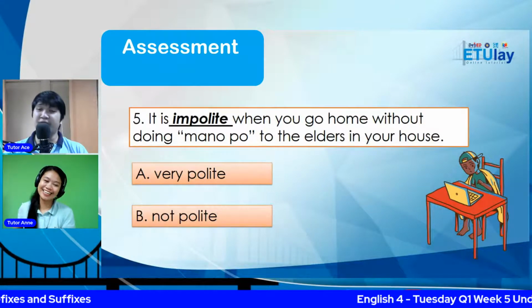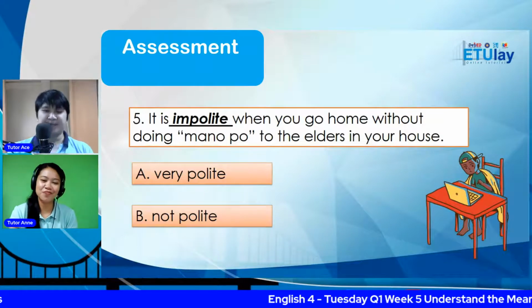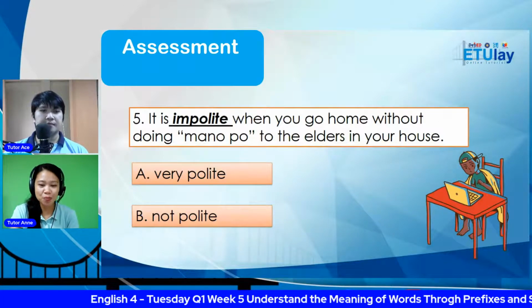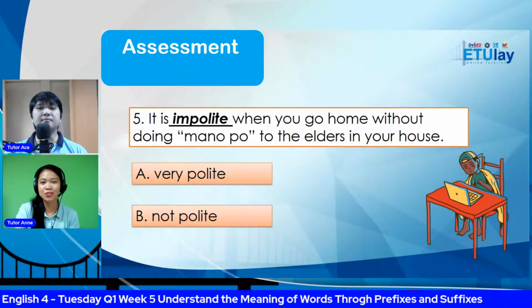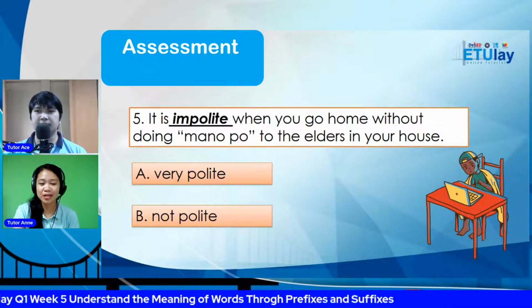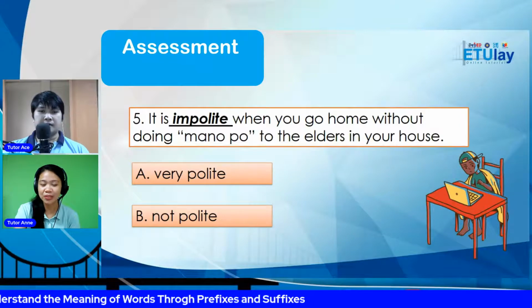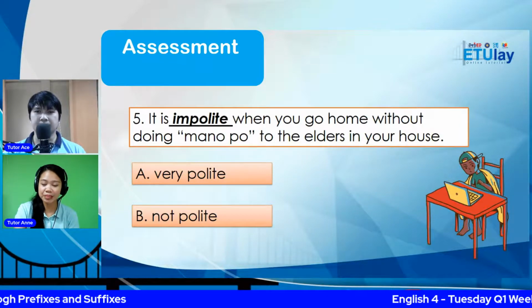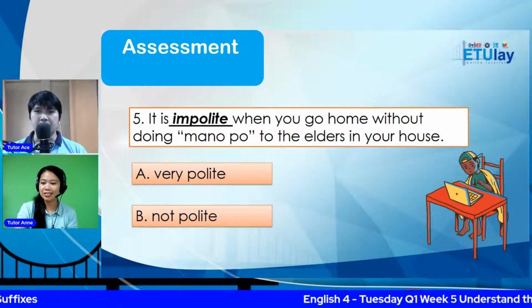Ayan. And number five, Tutor Ann, please. Number five: it is impolite when you go home without doing mano po to the elders in your house. So our underlined word there is the word impolite. So what does it mean? Is it A, very polite, or letter B, not polite?